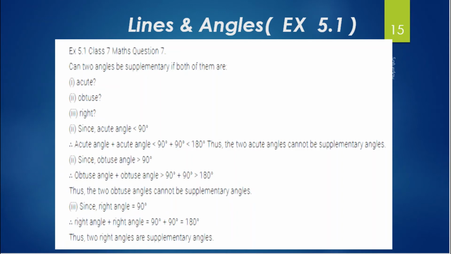Since an obtuse angle is greater than 90, if we add up 90 plus 90, it will be greater than 180. So the sum of two obtuse angles is more than 180, so two obtuse angles cannot be supplementary angles. Since a right angle is 90, two right angles' sum will be 180. So two right angles can be supplementary when their sum comes out to be 180.